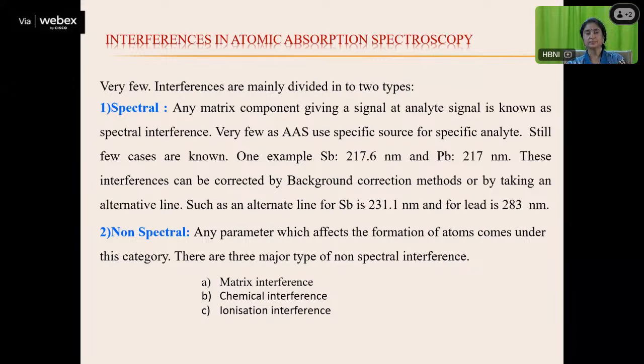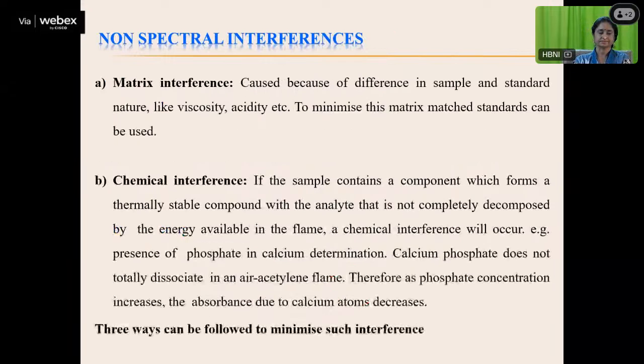So there are multiple absorption lines available. You may take one, depending on which is free of interference. Now, non-spectral interference, what is that? Any parameter which affects the formation of atoms comes under this category. There are three major types of non-spectral interference: matrix interference, chemical interference, and ionization interference. Now let us see what these are.